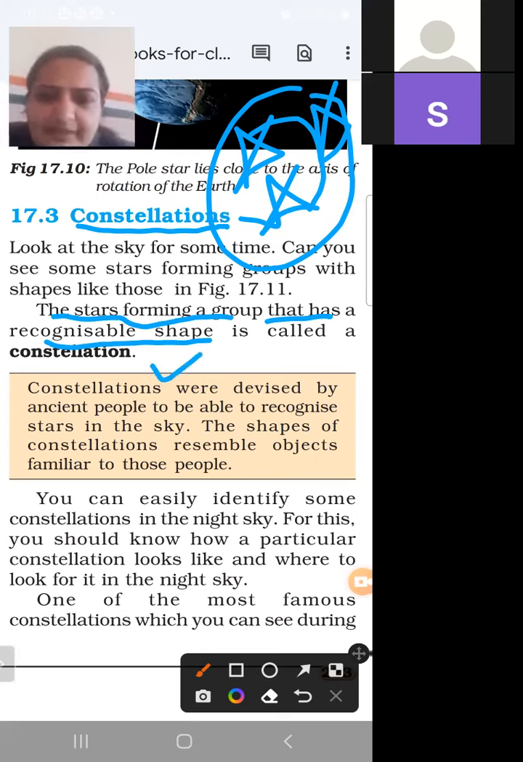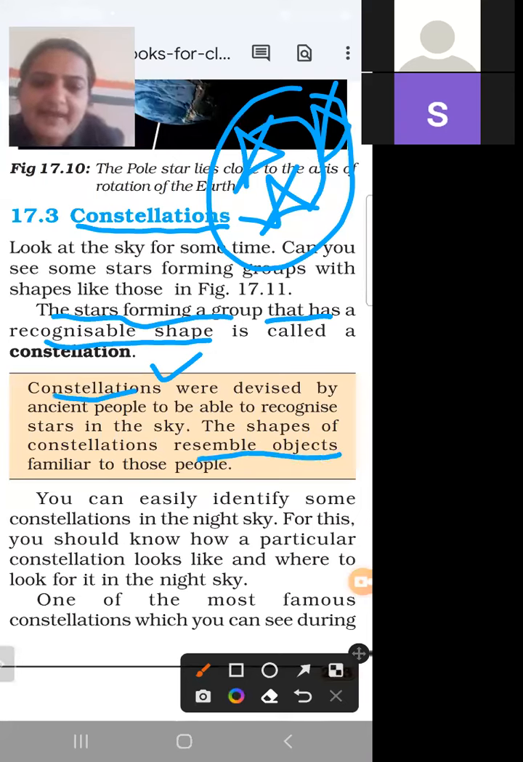Next, the word constellation was devised by ancient people to be able to recognize stars in the sky. These constellations resemble objects that are familiar to people. जो इसकी शेप होती है कॉन्स्टलेशन की, वो हमारे आसपास जो ऑब्जेक्ट्स होते हैं उनकी शेप के इक्विवेलेंट होती है.